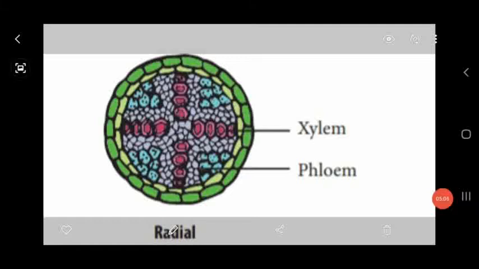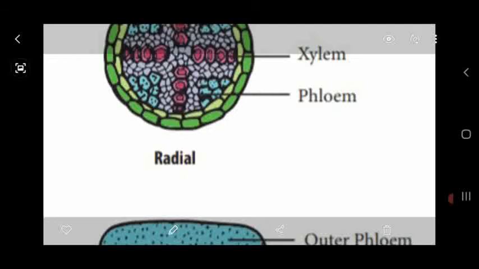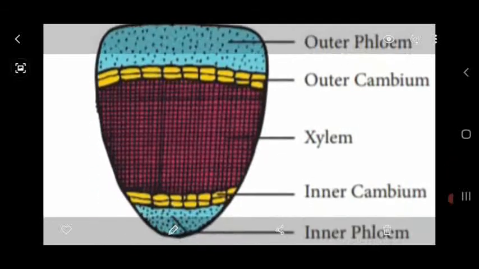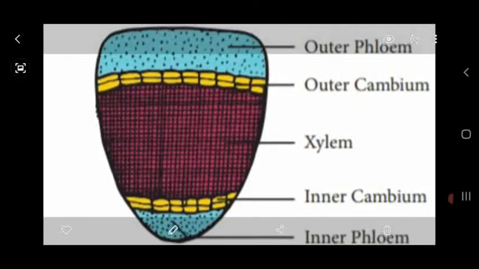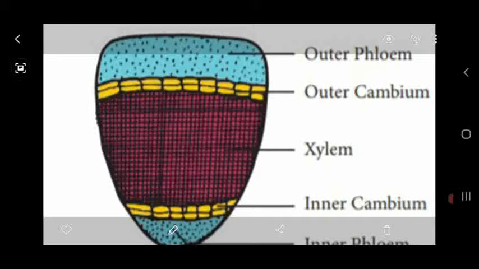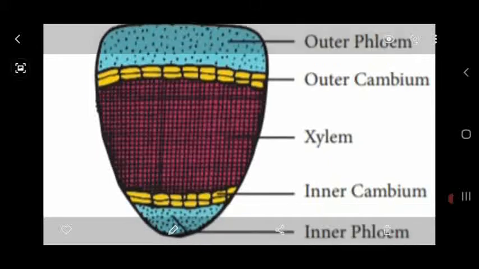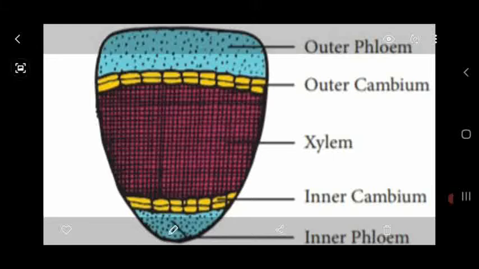Dear students, this diagram also we have seen in the previous video class. That is radial vascular bundle. Xylem and phloem are arranged in the different radii and also alternate each other. Example, root. Next one, this is the bicollateral vascular bundle. Phloem which is present in both outer side as well as the inner side. That phloem is called outer phloem and inner phloem.